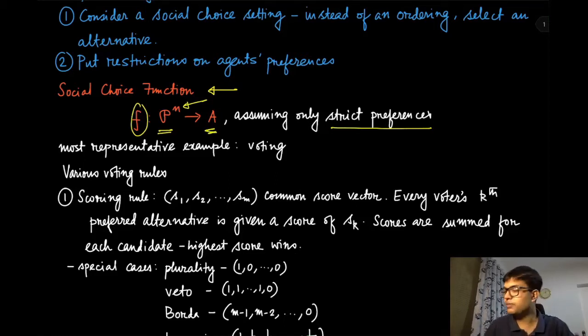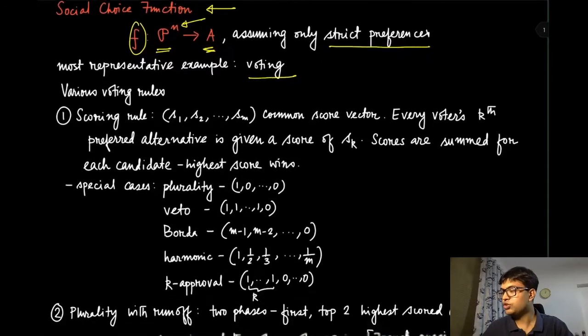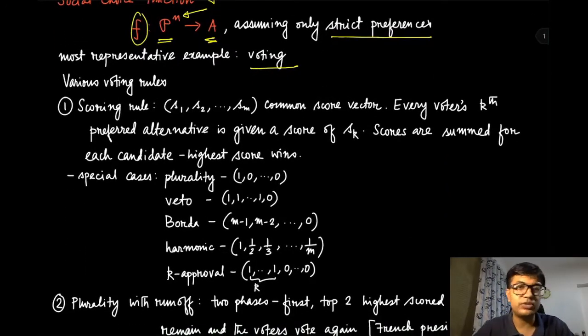So the most representative example could be that of voting or election. So let us spend some time discussing various voting rules, because these are quite common and quite well studied, and therefore for our own knowledge we can know what the different kinds of voting rules or election rules are. So the first class of voting rules that we are going to discuss are called the scoring rules.